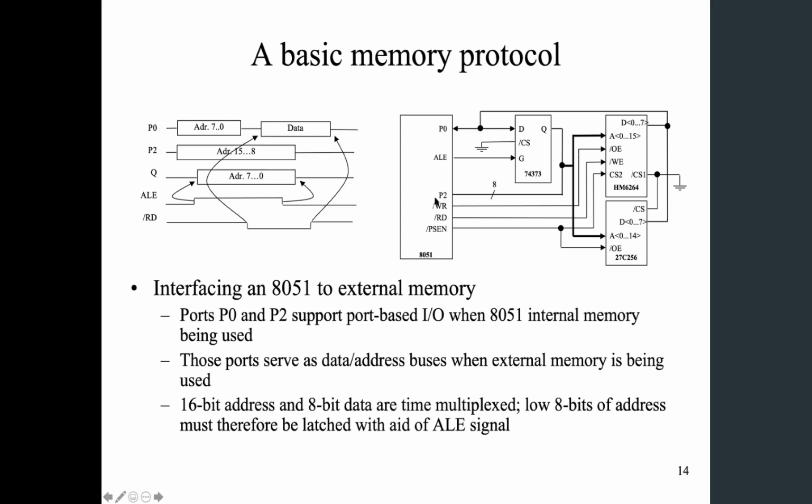Now, here's the problem. What is the problem? The problem is that for addressing either one of them, you need to have a 16-bit address. So if you use P0 alone, you cannot provide a 16-bit address. Same case here. If you use P2 alone, you cannot provide a 16-bit address. So that's the problem.